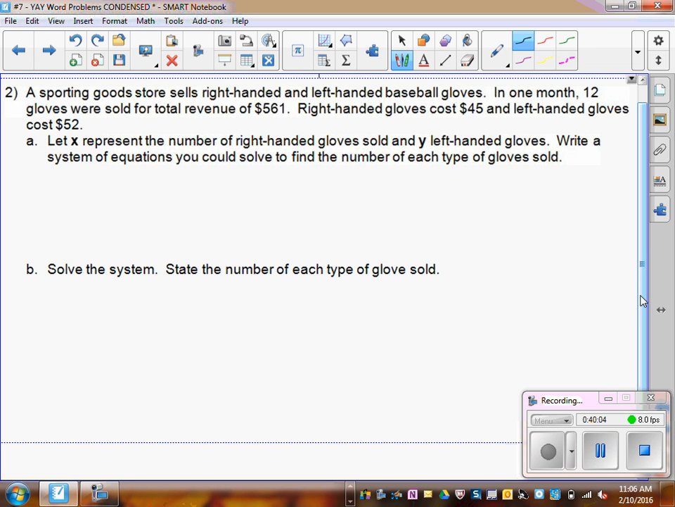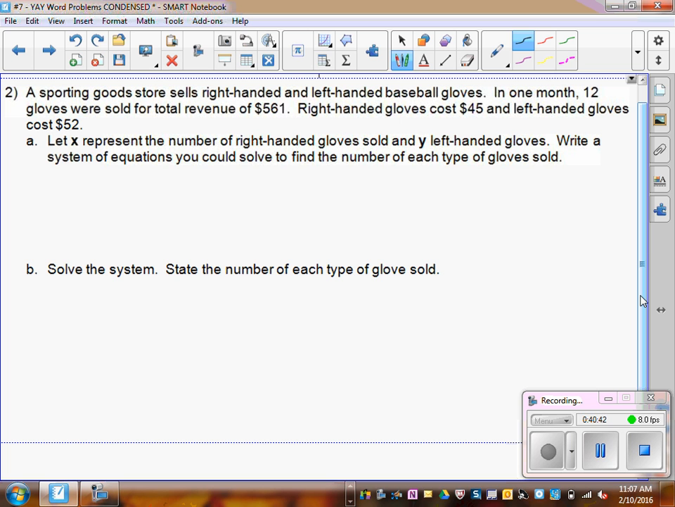Alright. So number 2 says a sporting goods store sells right-handed and left-handed baseball gloves. That is nice for those people that are left-handed. Don't we have some in here? In 1 month, 12 gloves were sold for a total revenue of $561. What is revenue? Yeah, how much they made. Very good. Right-handed gloves cost $45. Whew. And left-handed gloves cost $52.